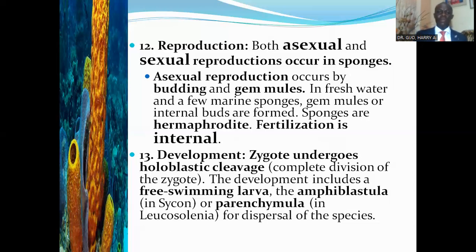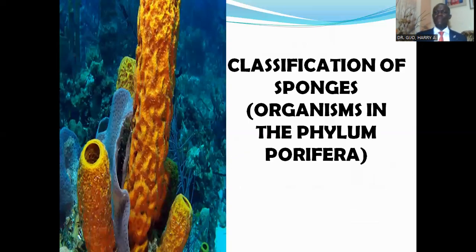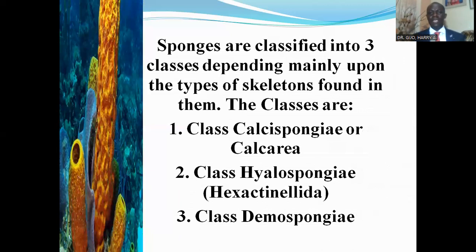Now, I want to also look at the classification of sponges, the organisms in the Phylum Porifera. Sponges are classified into 3 classes depending mainly upon the types of skeletons found in them. The criterion for the classification of the sponges is based on the kind of skeleton they have.